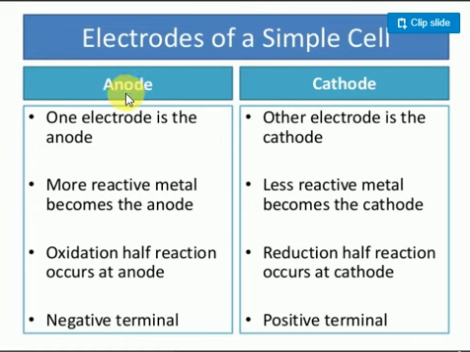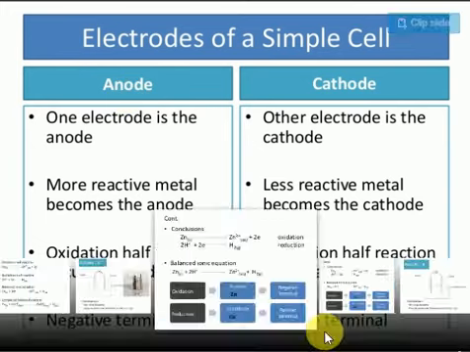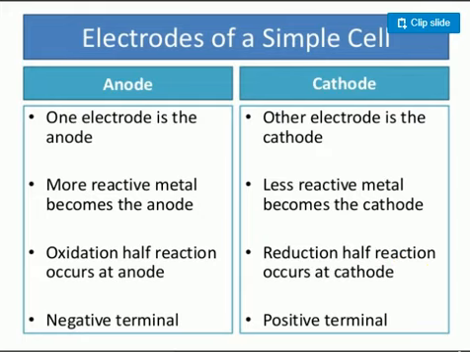Remember, oxidation half reaction is happening here. Next is the cathode, where reduction happens. Reduction half reaction occurs at the cathode only. Generally the anode is the negative terminal. When is it negative? If the cell is producing electricity. If the cell is taking electricity, it acts as a positive one. The cathode is the positive terminal only.